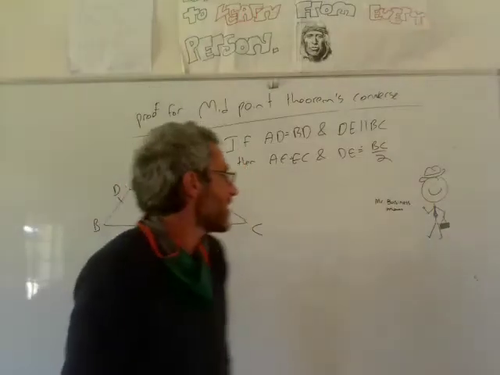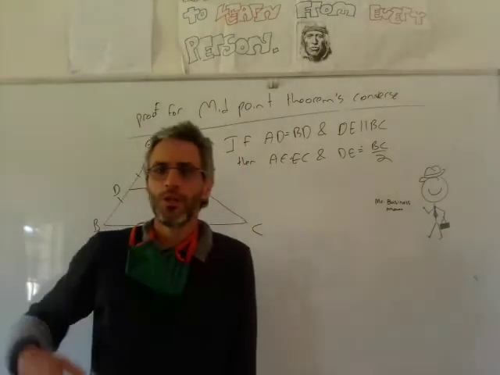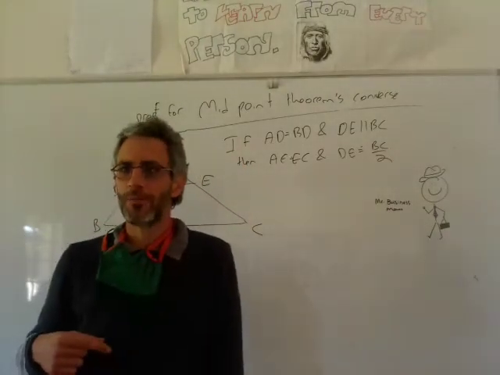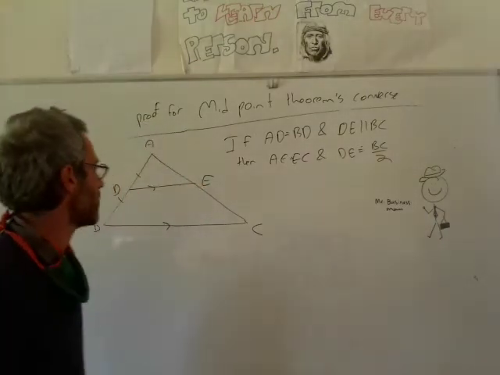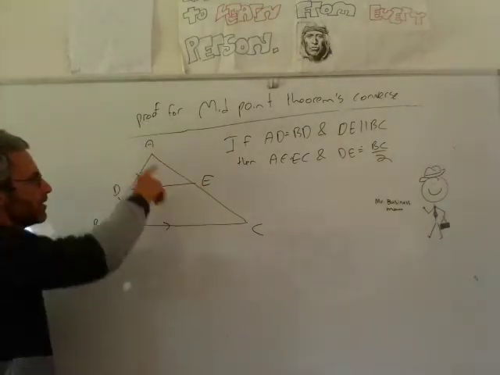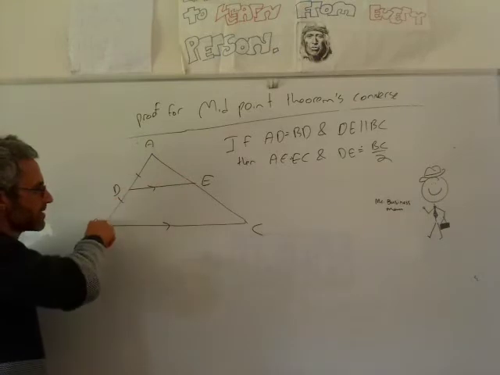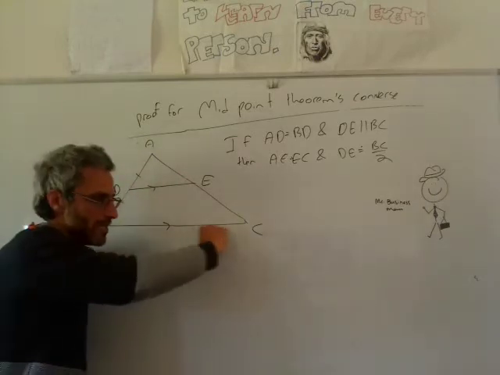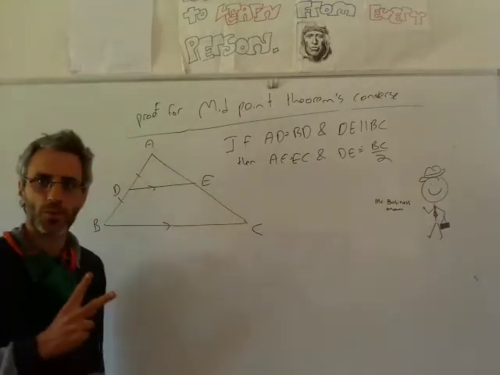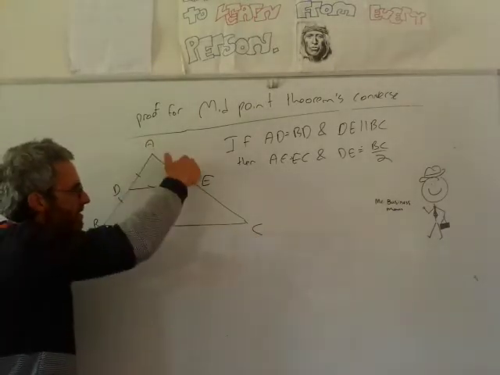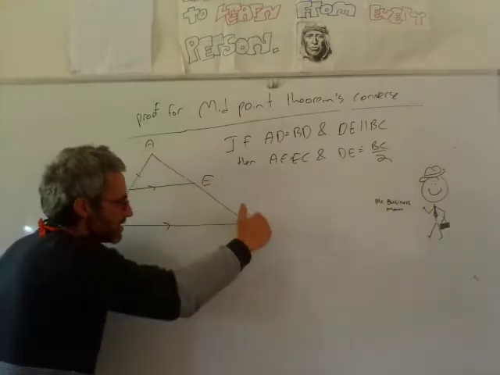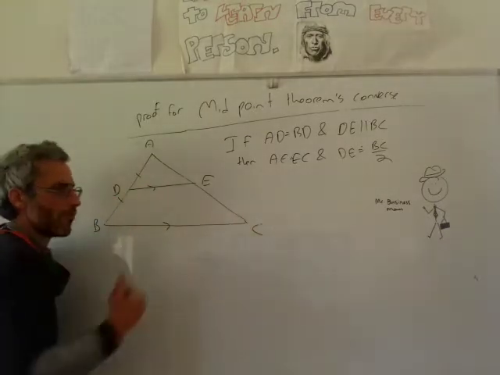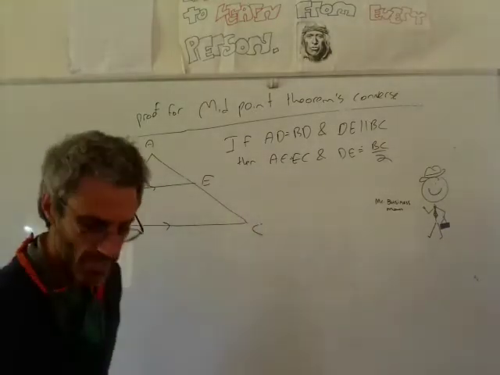Okay, chaps, so today we're going to prove the converse of the midpoint theorem. The converse of the midpoint theorem says that if you've got a triangle and this side is equal to that side, so AD equal to BD, and DE is parallel to BC, then two things we can tell. First of all, that AE is equal to EC, and that DE is half of BC.